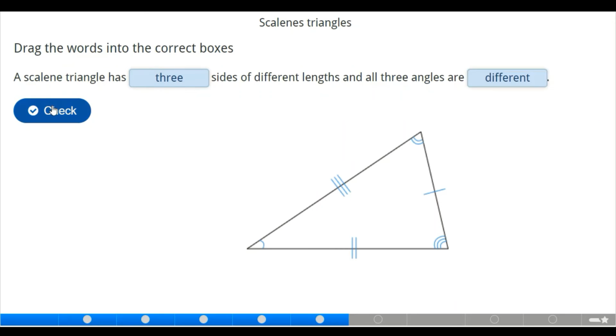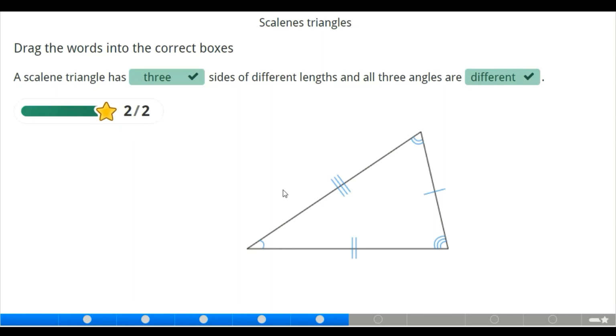So a scalene triangle doesn't have any common length or common side. All three sides of a scalene triangle are different from each other. If you look at this picture here, we have one arrow here, two arrows here, and three here. This tells us that this side is different from this side, and it's different from the other side here.